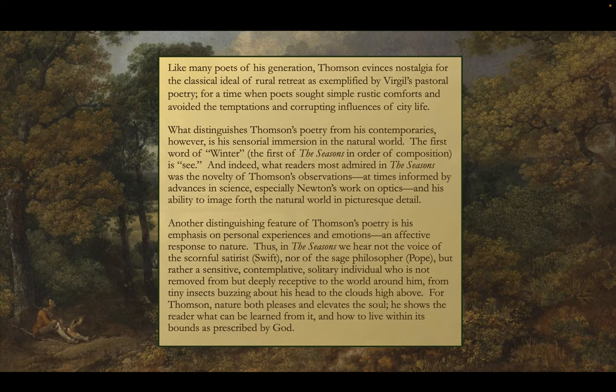Like many poets of his generation, Thomson evinces nostalgia for the classical ideal of rural retreat as exemplified by Virgil's pastoral poetry. So for a time when poets sought rustic comforts and avoided the temptations and corrupting influences of city life. What distinguishes Thomson's poetry from his contemporaries, however, even though it's based in this pastoral tradition, is Thomson's sensorial immersion in the natural world. The first word of Winter, the first of the Seasons to be published in order of composition, is sea.